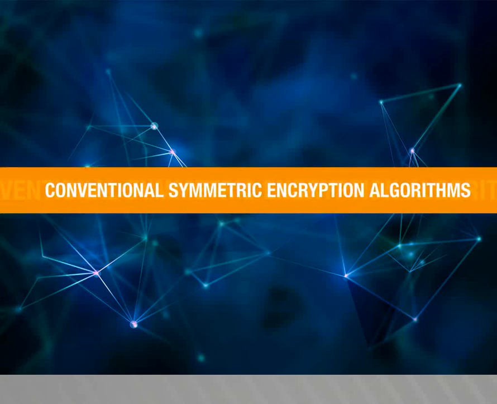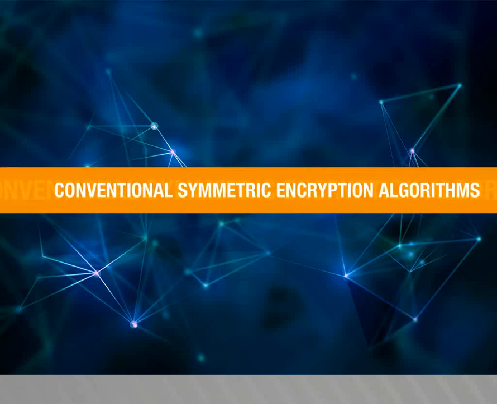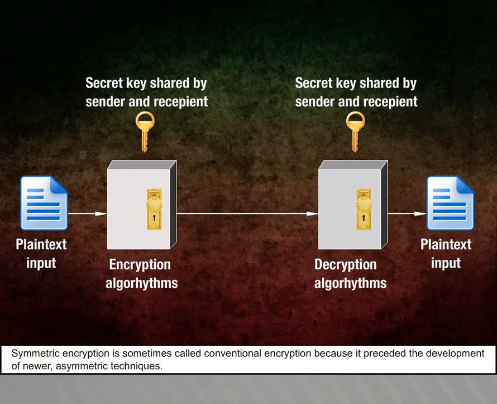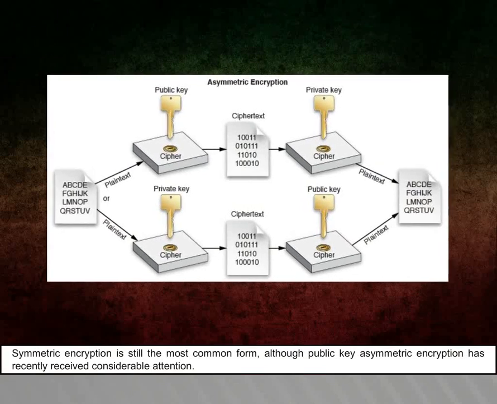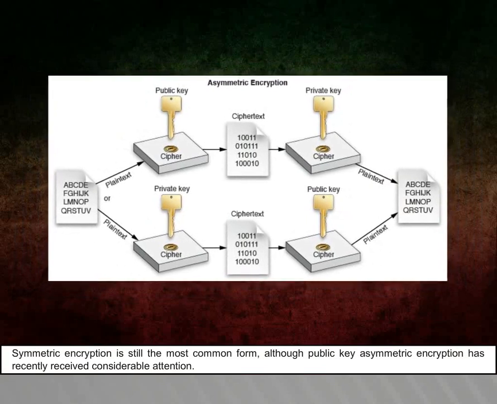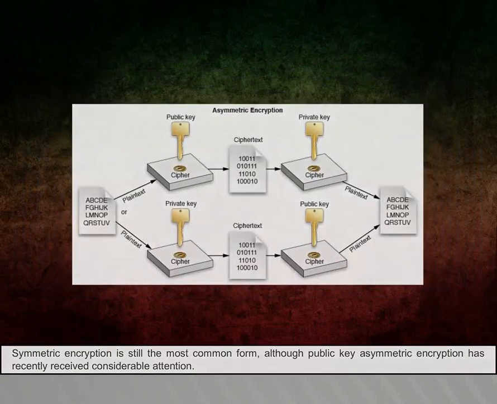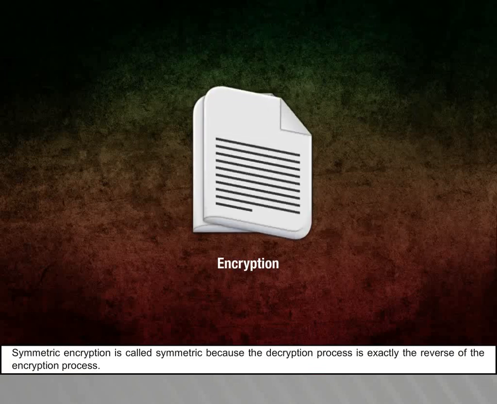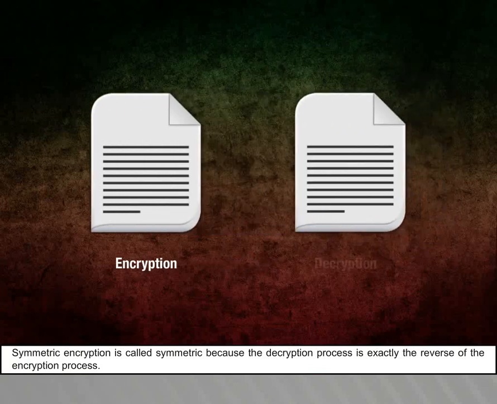Conventional symmetric encryption algorithm. In this video, we are going to see about conventional symmetric encryption algorithm. Symmetric encryption is sometimes called conventional encryption because it preceded the development of newer asymmetric techniques. Symmetric encryption is still the most common form, although public key asymmetric encryption has recently received considerable attention. It is called symmetric because the decryption process is exactly the reverse of the encryption process.